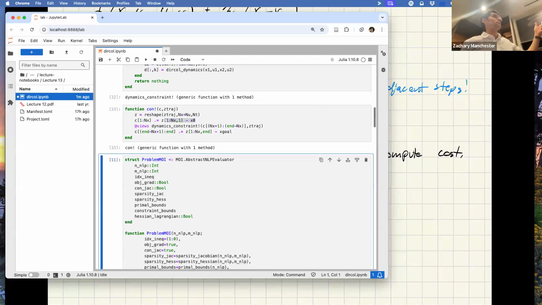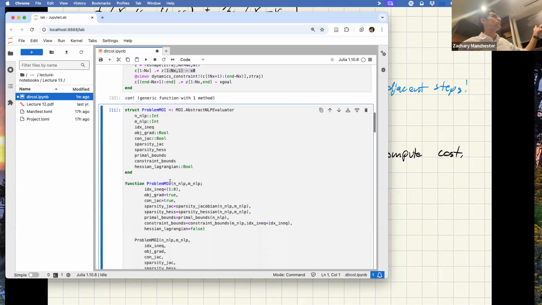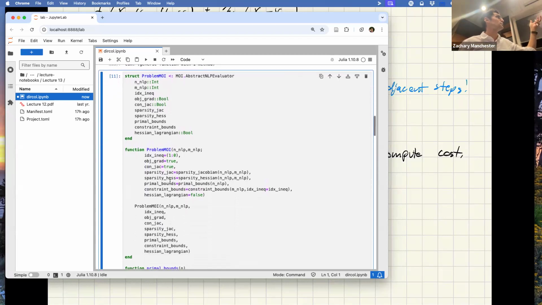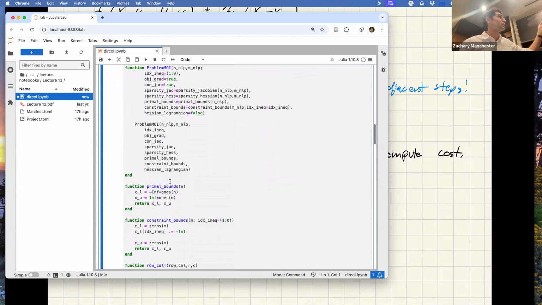This is just a ton of boilerplate for interfacing with the solver. This is that MathOpt interface stuff. Don't worry about this too much, frankly. It's just Julia stuff. Lots of garbage. Don't worry about it.